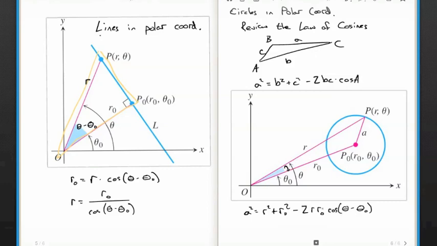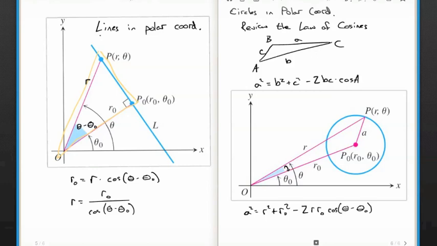So if we know the radius that we want, A, and we know the original point, r naught, theta naught, so we know the coordinates of the center and the radius, we can come up with a formula for this. Some important things to remember: if theta naught is 0, then it just becomes r cosine theta, which is interesting. We've done some problems like that.